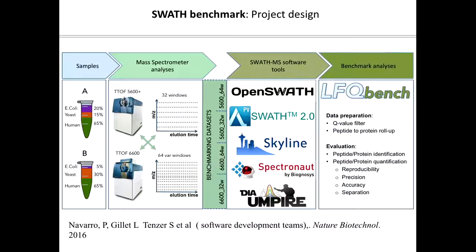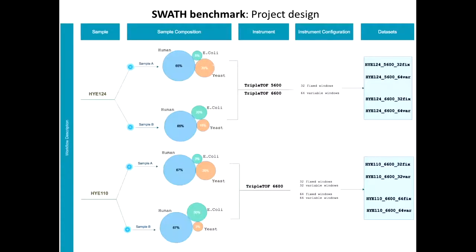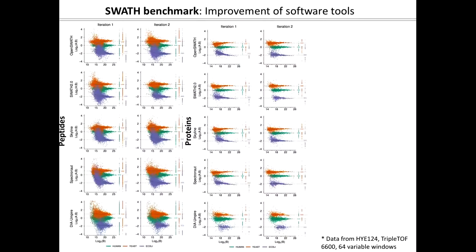These samples were then acquired in various instruments by DIA and in various acquisition modes. And then the original results generated were analyzed by these 5 software tools, which have been independently generated by different groups. So you know all these software tools probably better than I do by now. And then the results were compared. So this is simply the experimental design. These samples were analyzed, multiple runs were done, and then the data sets were distributed.